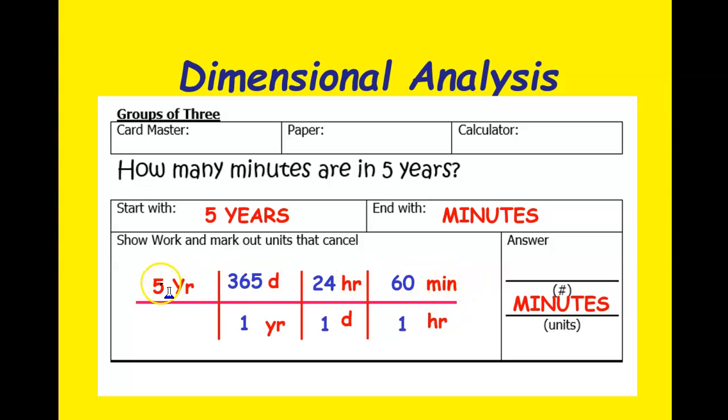Now mathematically, if the numbers are above the line, you're going to multiply them. If it's underneath the line, you're going to divide by each of these numbers. Since they're all one, all I'm going to do is multiply across. So this would be my answer. Again, that is just a quick overview of how to do dimensional analysis.